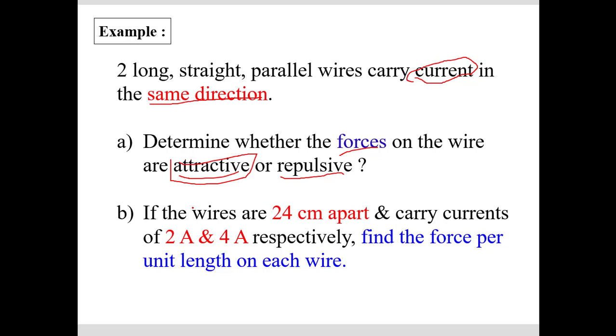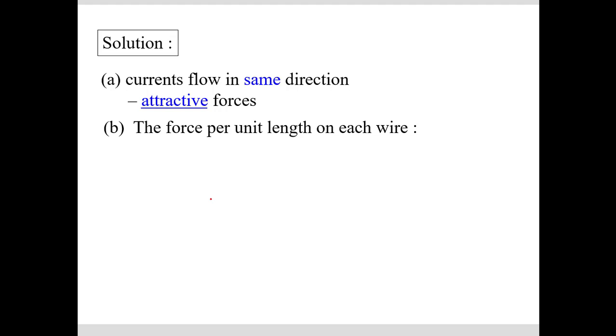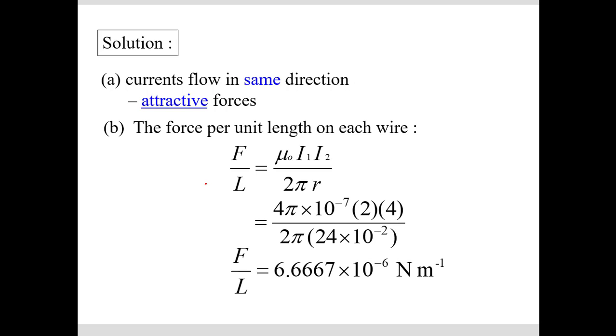Okay. So for the second question, if the wires are 24 centimeter apart and carry current of 2 ampere and 4 ampere respectively, the question asks you to find the force per unit length on each of the wires. Okay, the force per unit length on each wire is actually the same. So we only have to calculate one using equation F over L equals mu naught I1 I2 over 2 pi R. Make sure before you substitute the value, make sure all the values are in SI unit.